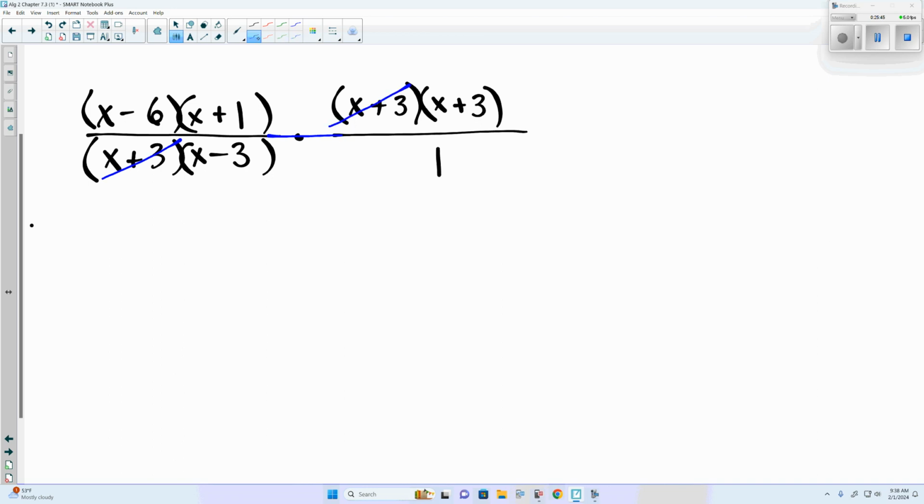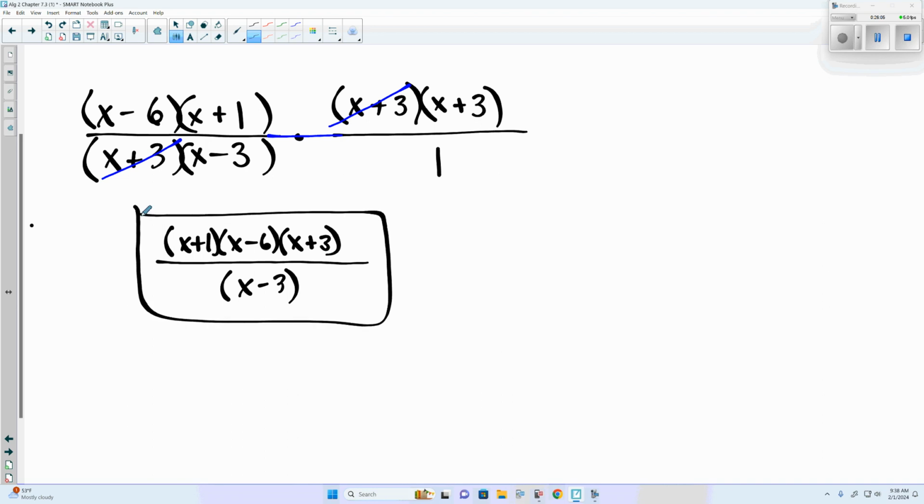X plus 3 and x plus 3 is gone. And that's it. So the denominator stays 3. The numerator is x plus 1, x minus 6. And if you're wondering why I flipped those two, there's no reason. I just started writing x plus 1 first. And that's it. So we can see here, the reason I did this one was to show you that there is no real big difference between the ones we did with cubics and these here. We just had to factor in a few more spots.